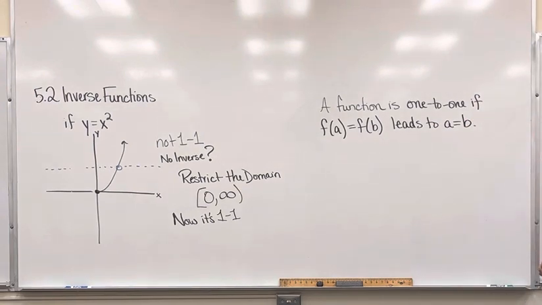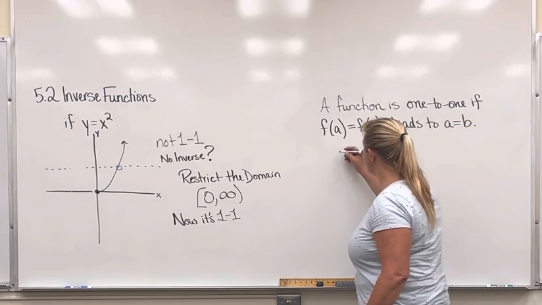So a function is one-to-one if we plug A into the function and B into the other function and set them equal to each other, and that leads to A equaling B, then we know that our function is one-to-one. I know it doesn't come out quite right, but this is what we're basically doing.